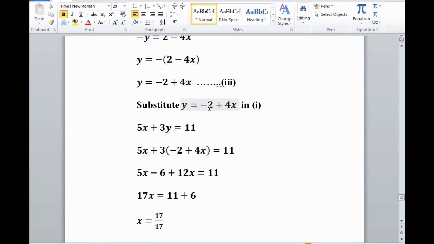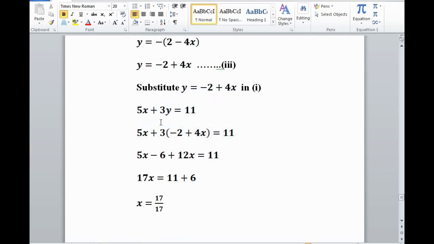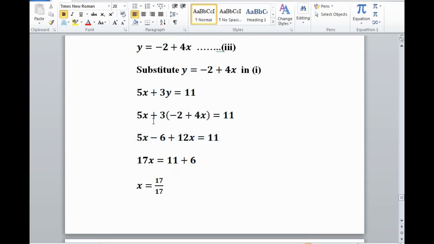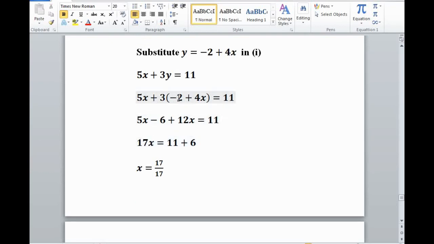And the next step is to substitute this equation 3 in equation 1. So equation 1 is 5x plus 3y equals 11. And now let's replace y by minus 2 plus 4x. Then this equation becomes 5x plus 3 into y, which is negative 2 plus 4x, equals 11. Next step is to simplify. Let's multiply positive 3 first by negative 2 and then by positive 4x. So 5x as it is. Positive 3 multiplied by negative 2 is negative 6. Positive 3 multiplied by positive 4x, 3 times 4, 12x, equals 11.